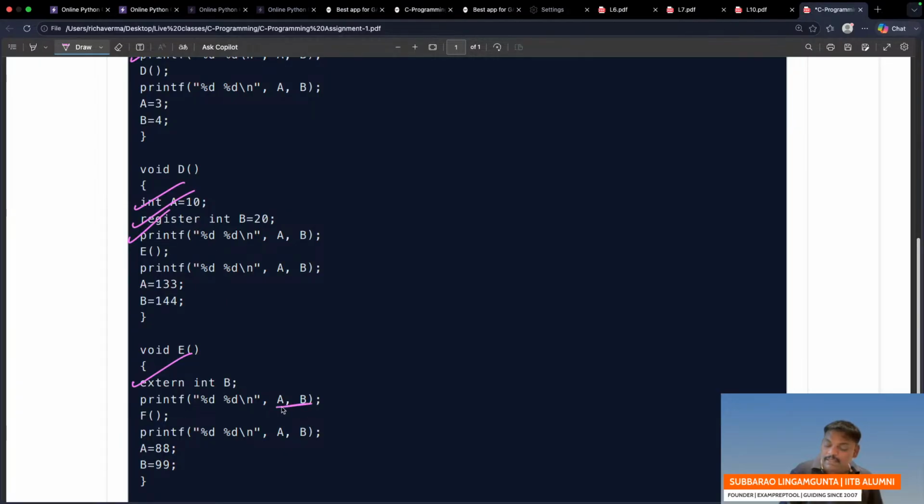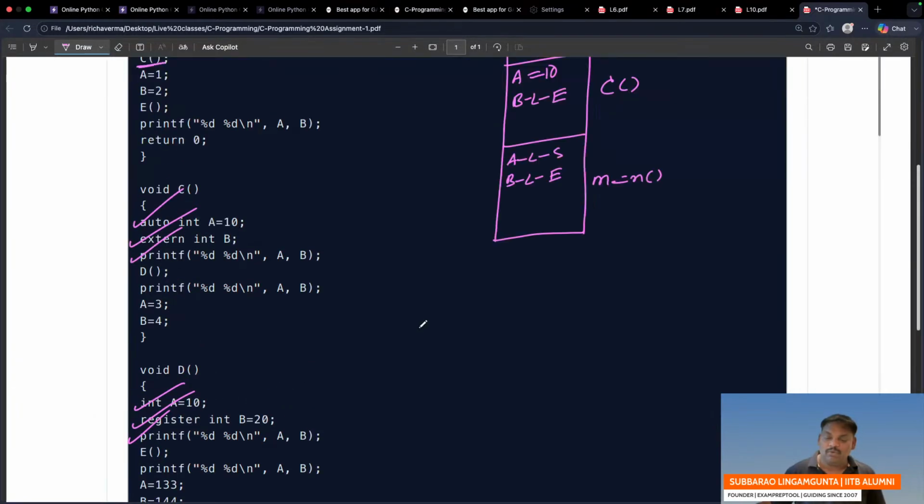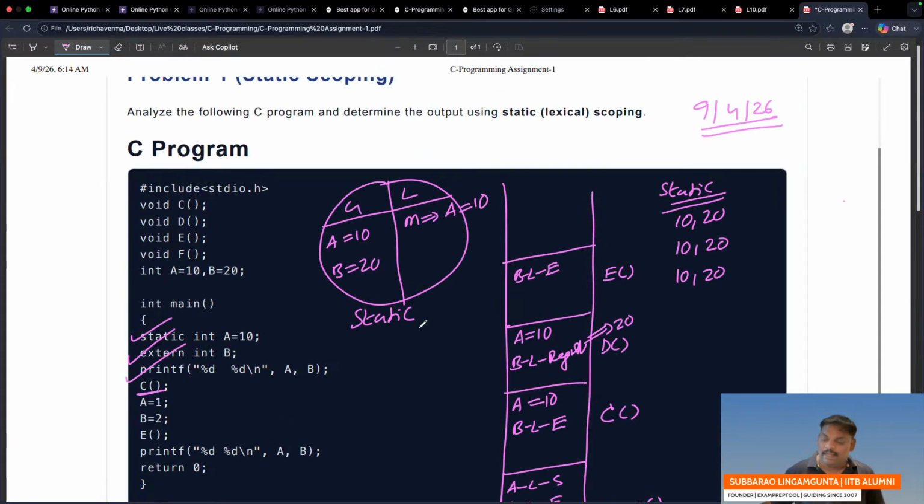A is not defined here, A is not declared here. So A is a scope problem, a free variable. Which one will you take? Static scoping, so the global variable it will take. The global variable A is 10. B is the same, 20. So 10, 20, 10, 20, 10, 20, 10, 20, printed 4 times till now.